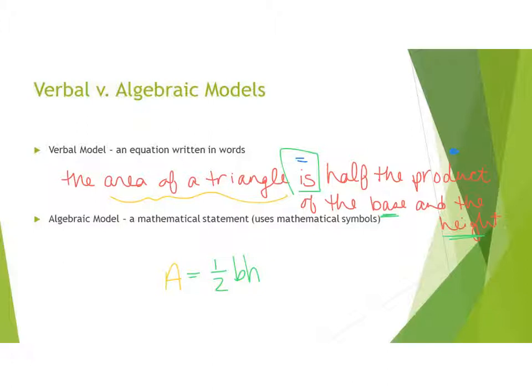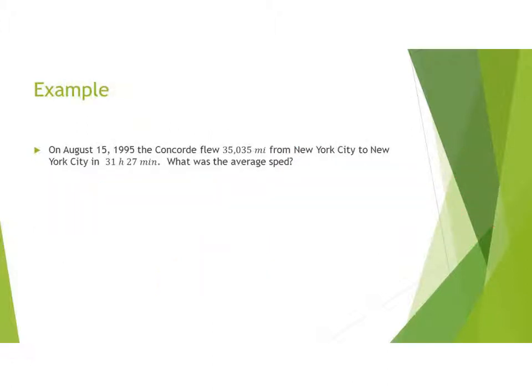You need to read your directions because sometimes it might ask you to write a verbal model. So we're going to look at two examples. Here's the first one. On August 15th of 1995, the Concorde flew 35,035 miles from New York City to New York City in 31 hours and 27 minutes. So if you didn't catch on, it flew around the world. Okay, so what was the average speed?